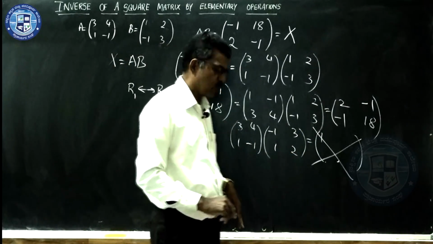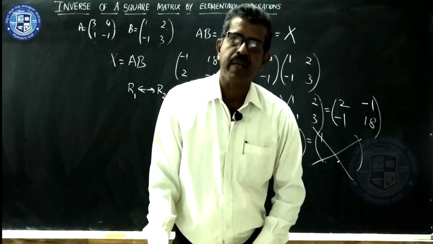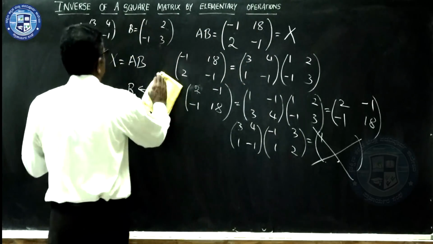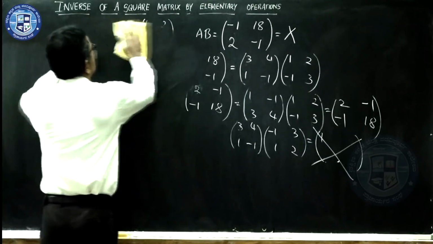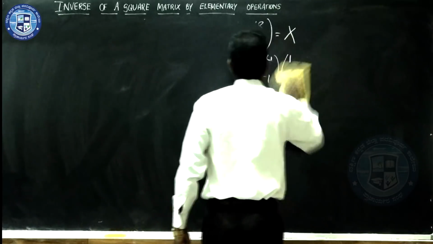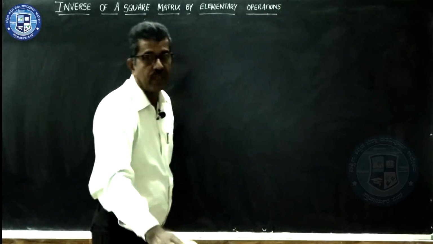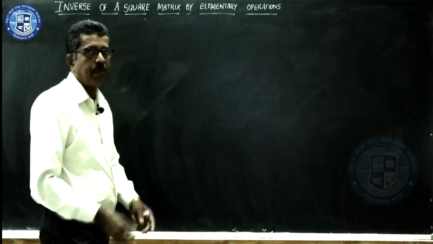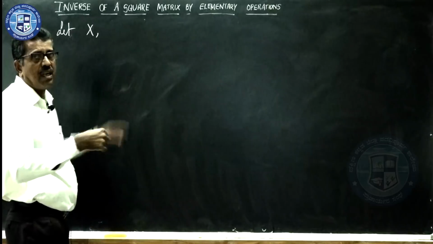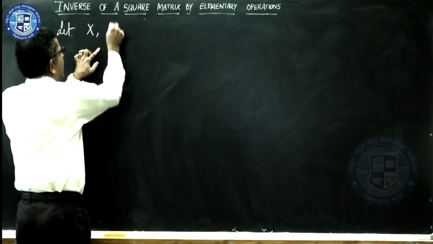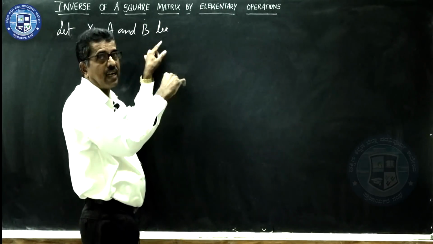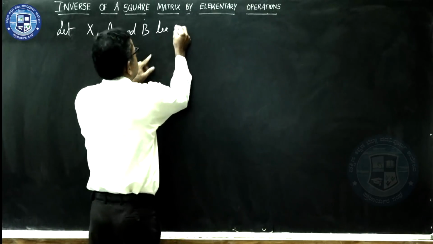I hope you got the idea about this, because that is one of the very important concepts when you proceed with finding the inverse of a square matrix. I will just give you the methodology. Inverse of a square matrix by elementary operations. I will begin like this. Let X, A and B be square matrices. So let me take, there are 3 matrices which are square matrices.